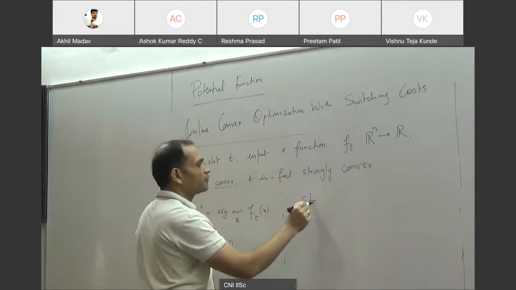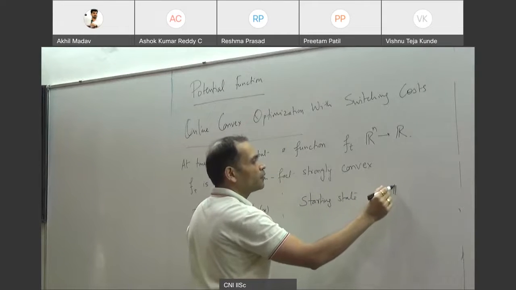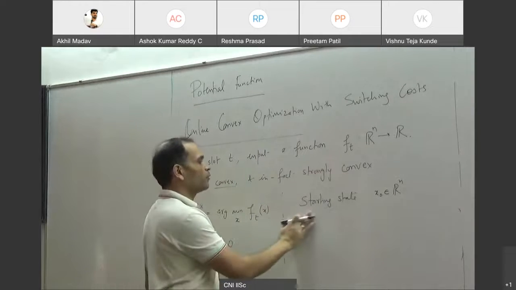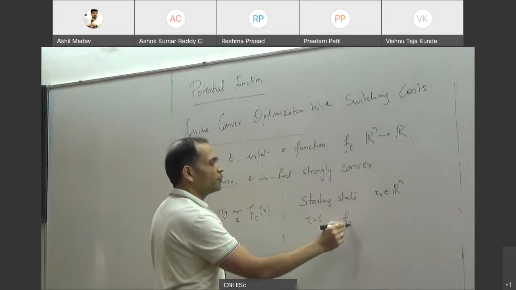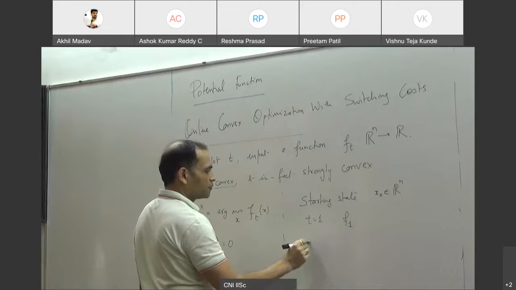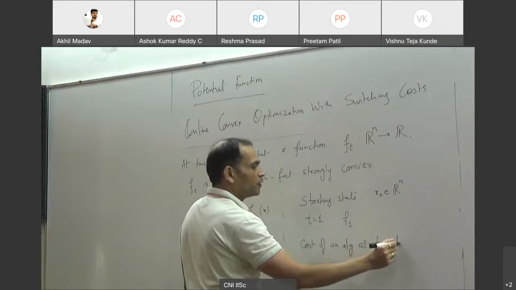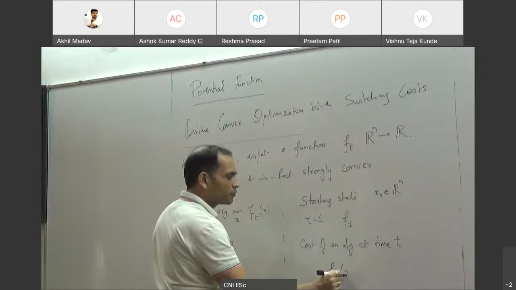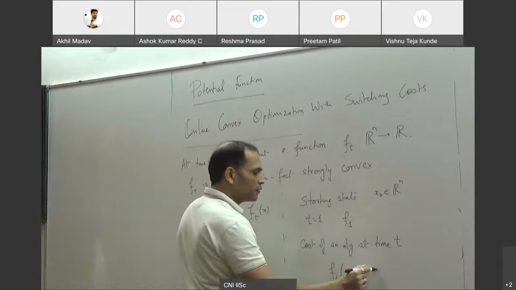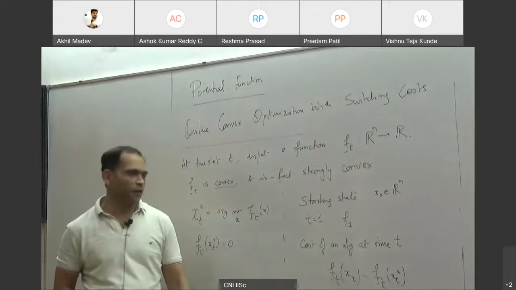The starting state is some point x_0 belonging to R^n. So our problem starts at t equal to 1, on which time we will see f_1. What do I want to do? I want to define the cost of an algorithm at time t. How far you are going to be, so this is my choice, I'm going to make, about x at time t minus f_t of x star. I've taken this 0 and just writing it in long form.